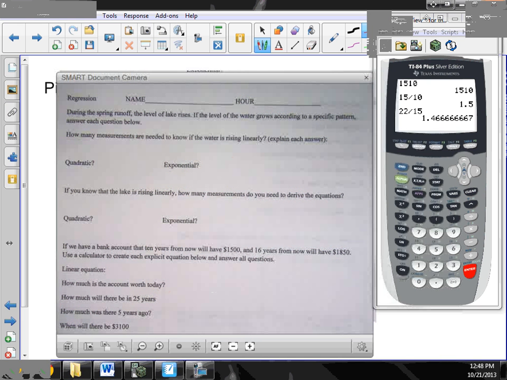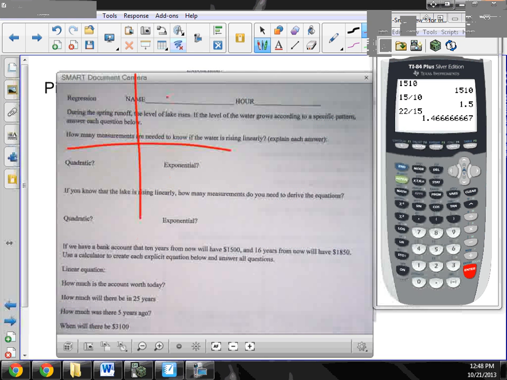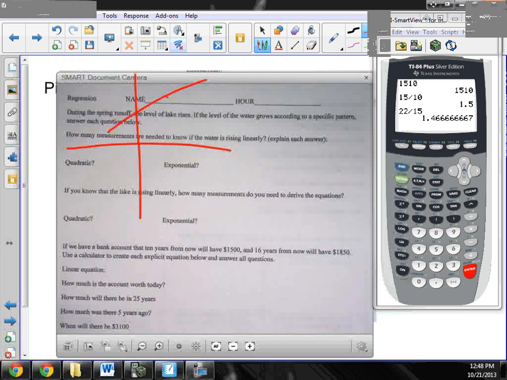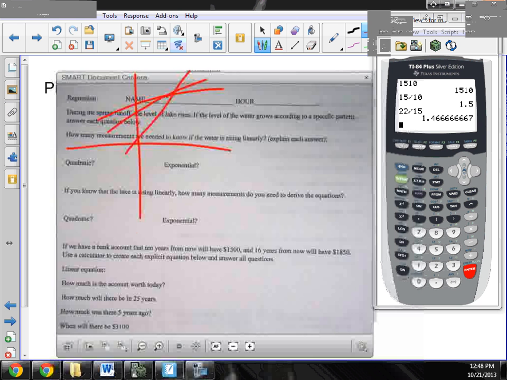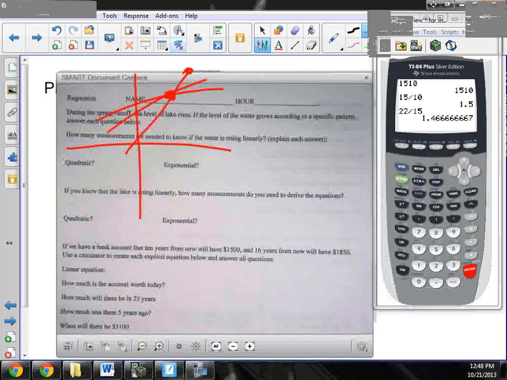Well, let's look. Is that enough to draw a line? How many lines are there that go through that point? Lots, an infinite number. And we know it's going up, but it could be this line or that line or that line, lots of them. So in order to figure out exactly what line, I need one more point. So 2 points is enough.